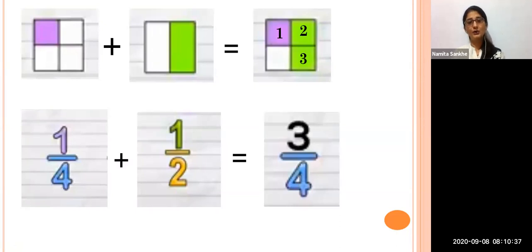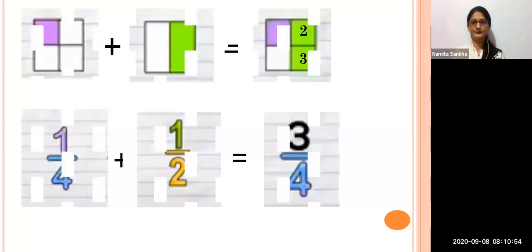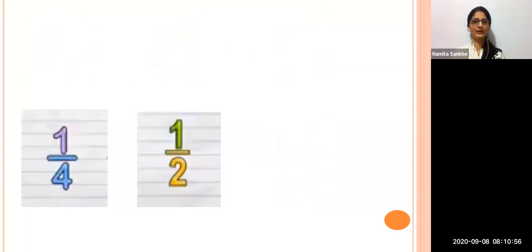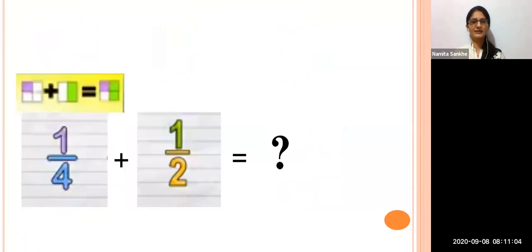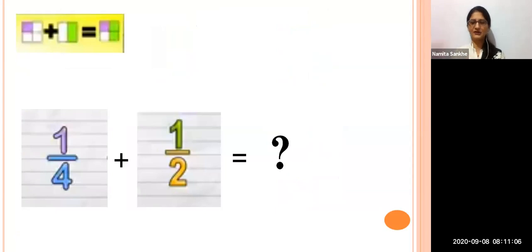But what to do if a diagrammatical representation is not there? Okay, without a diagrammatical representation, can we do the calculation of fractions with unlike denominators? Yes. So we'll see how to do this calculation again without a diagram. So here comes 1 by 4 plus 1 by 2 is equal to what we have to find out. We'll keep this diagrammatical representation aside.